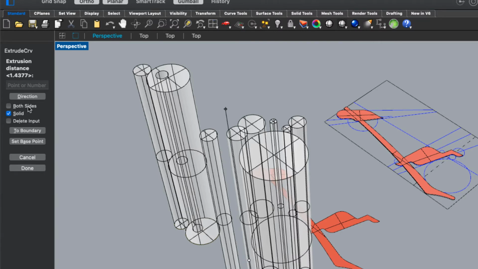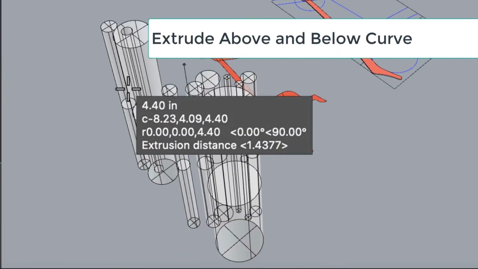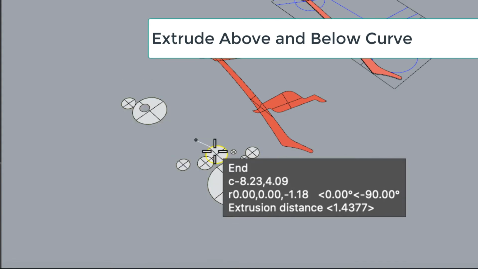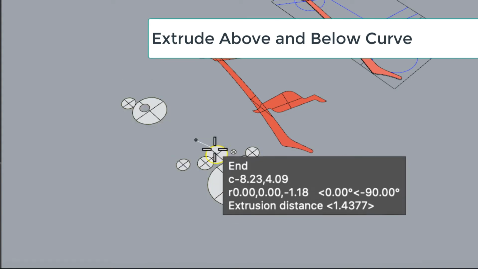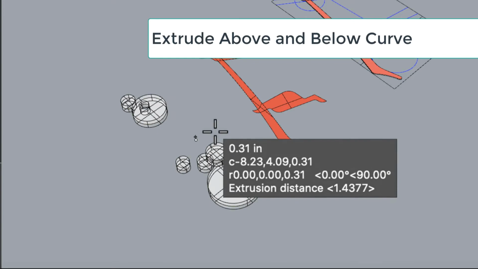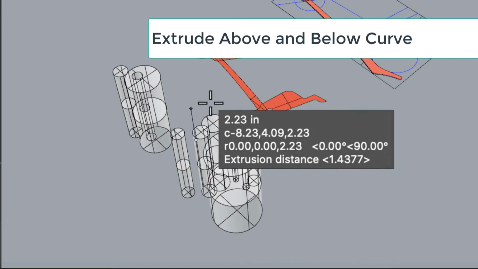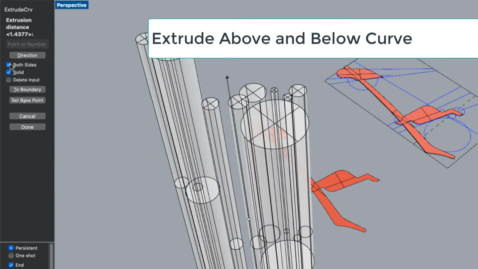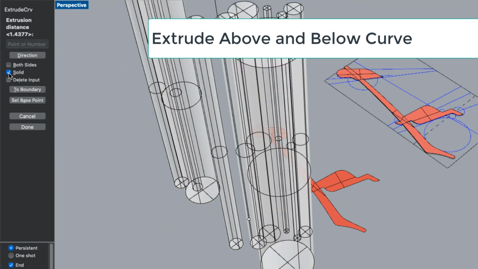It's also asking me if I want to extrude on both sides. You'll see this is a little bit like that gumball effect, where I'm moving out from the center and I'm moving in both directions. I'm moving above the ground plane and below the ground plane at the same time. But I want to stay on the ground plane, so I'm going to turn both sides off. I'm going to keep it as solid.